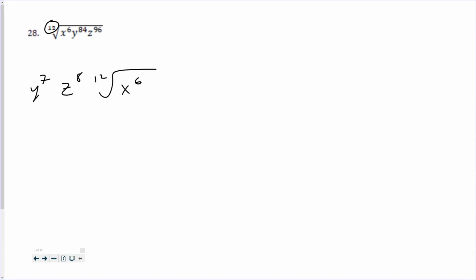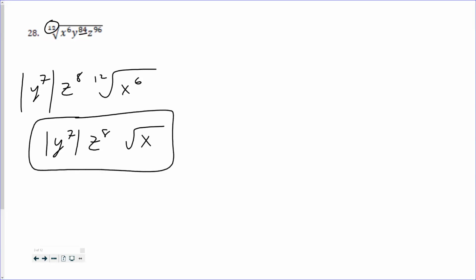And then from here, because the y started even and ended odd, the y gets an absolute value. And at the same time, this 12th root of x to the 6, you can reduce to get just the square root of x. And that's going to be your answer. We good so far?